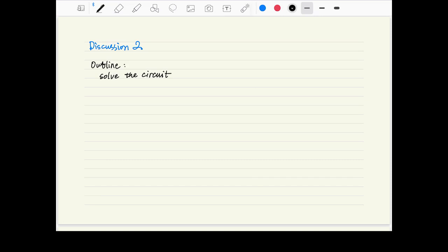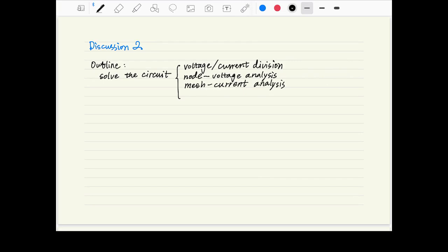After this discussion, you will be able to solve the circuit, which means getting the current, voltages, and power using different techniques. The most basic ones are voltage or current division. The more advanced techniques will be node voltage analysis, as well as mesh current analysis. Besides this, you will also be able to do source transformation, and their more complicated name is to get the Thevenin or Norton equivalent circuit.